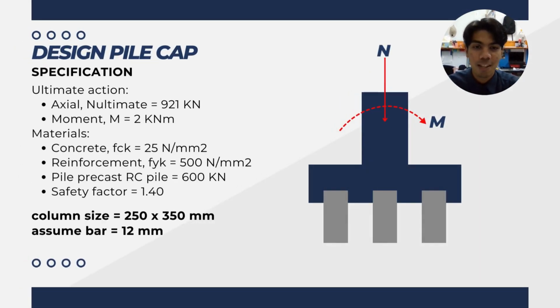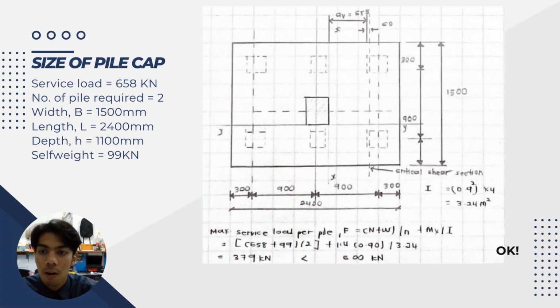Next, design pile cap. The specification: ultimate load is 921 kN and moment is 2 kN meter. FCK is 25, FYK 500, RC pile 600 kN, safety factor 1.4. We assume bar 12 mm. For size of pile cap, service load is 658 kN. Number of piles required is 2. Width 1.5 meter, L 2.4 meter, and depth 1.1 meter. And lastly, self weight is 99 kN.